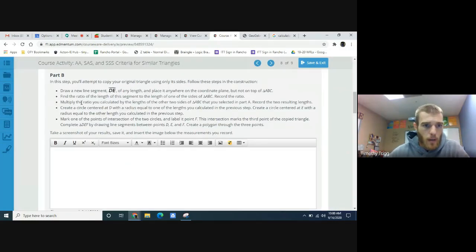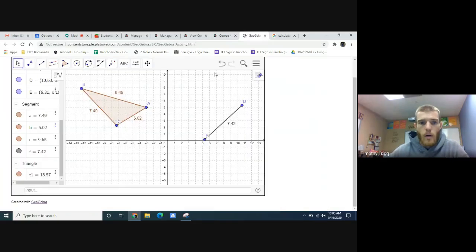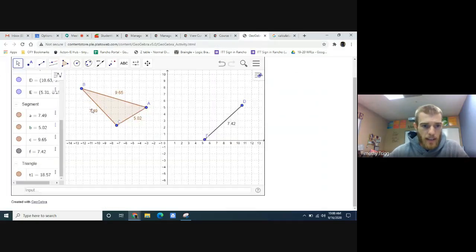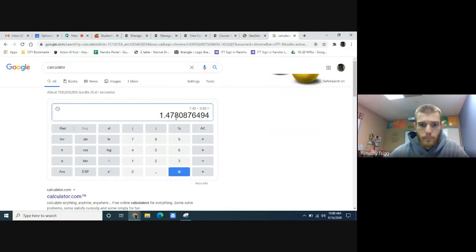Now it says multiply the ratio you calculated by the lengths of the other two sides of triangle ABC that you selected in part A. Record the two resulting lengths. Okay, so I would need to take this ratio that we got earlier, this calculation, and we're going to multiply by this side length here, 7.49 times 7.49. Now, you're going to need this number later, so you might want to hold on to it, write it down on the side or something. So in this case, it's this, 11.07 whatever. Okay, I want you to go ahead and copy that.